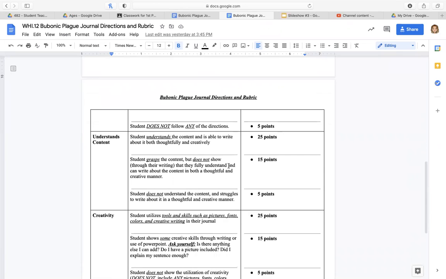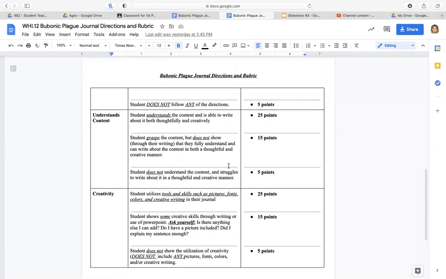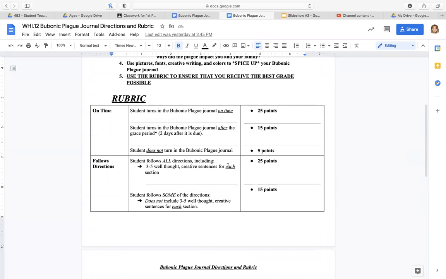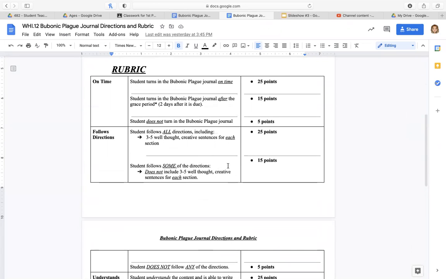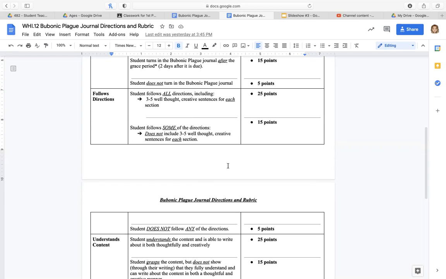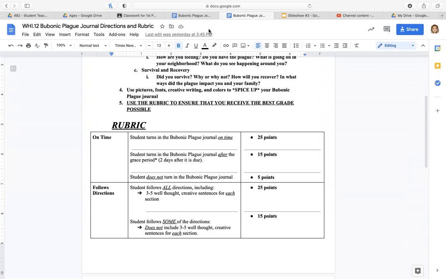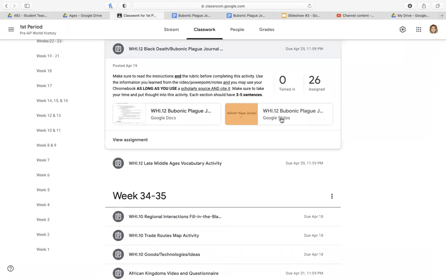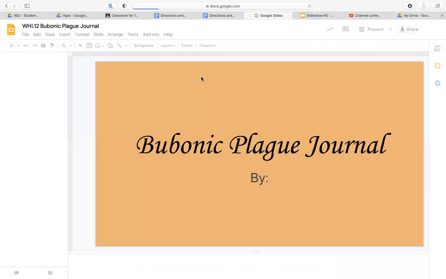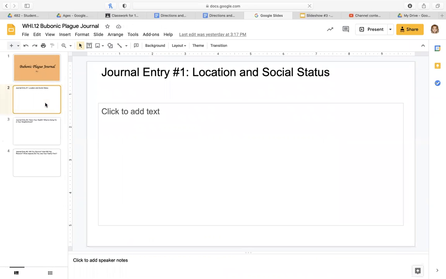are taking all the steps to get the best grade possible through reading the rubric, understanding that turning it in on time gets you 25 points, following all the directions, including 3 to 5 sentences, will get you 25 points. But to look at the actual template itself, this is what you'll see. You all have gotten a copy of this. You will simply write 3 to 5 sentences on your location and social status.